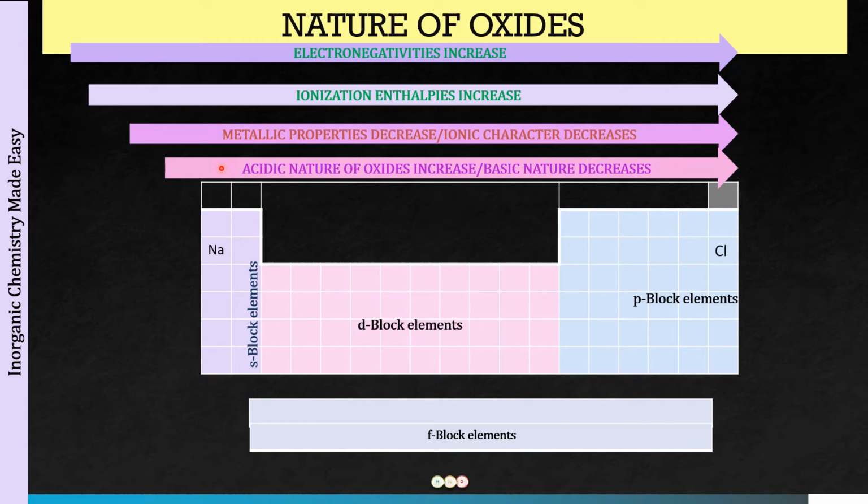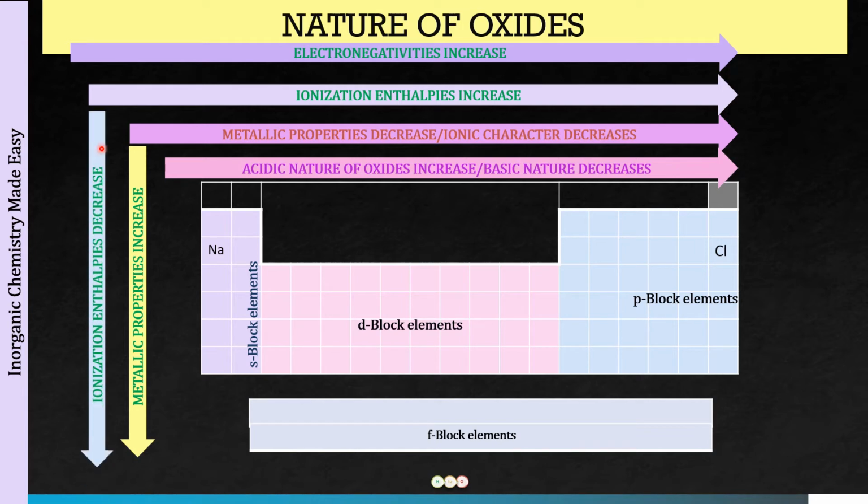Okay, let us now understand the same things in the group also. Now, as we are going to move down in a group, the metallic properties are increasing. Why? Because the ionization enthalpies are decreasing, right? The size is becoming larger, and it is easier to remove the electron. So that means the ionization enthalpies are decreasing. When the ionization enthalpies are decreasing, the metallic properties are increasing.